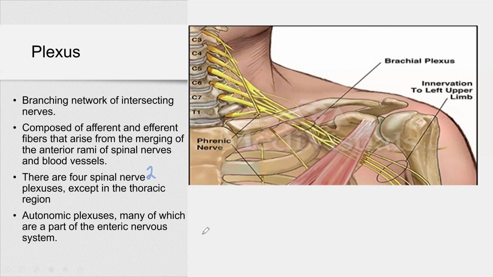Let me get the non-vanishing pen, okay, so I'm going to write it here. From T2 till T12, no plexus, right? No plexus. Now, what is T2 and T12?